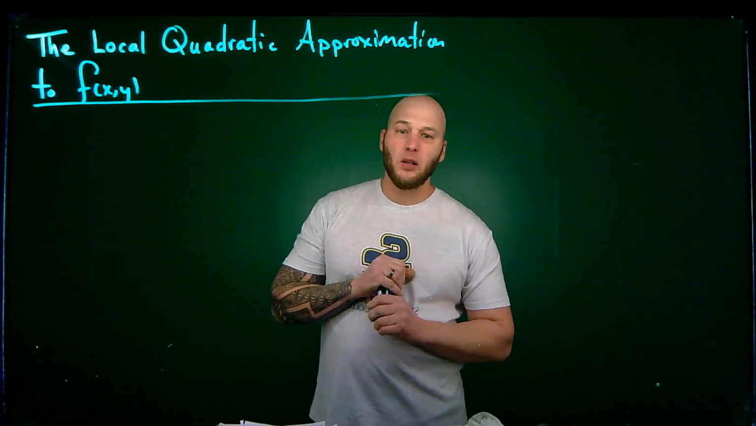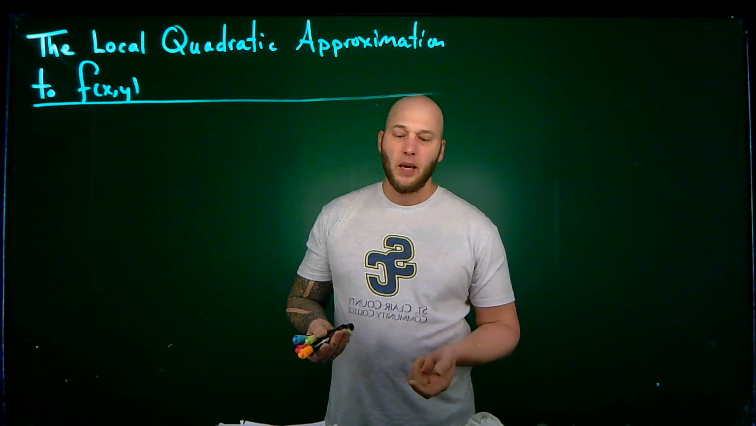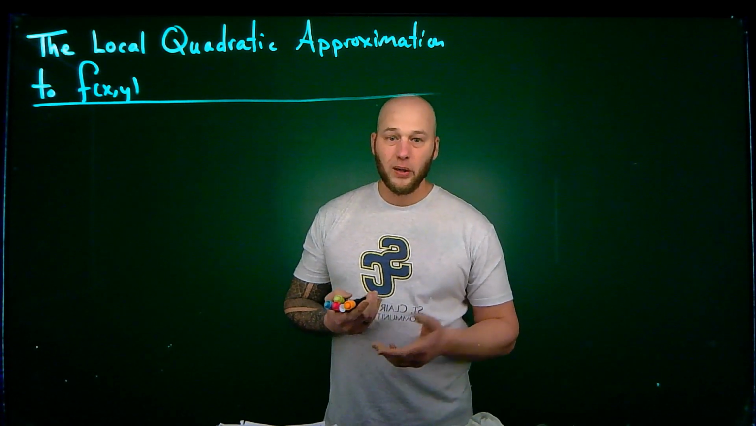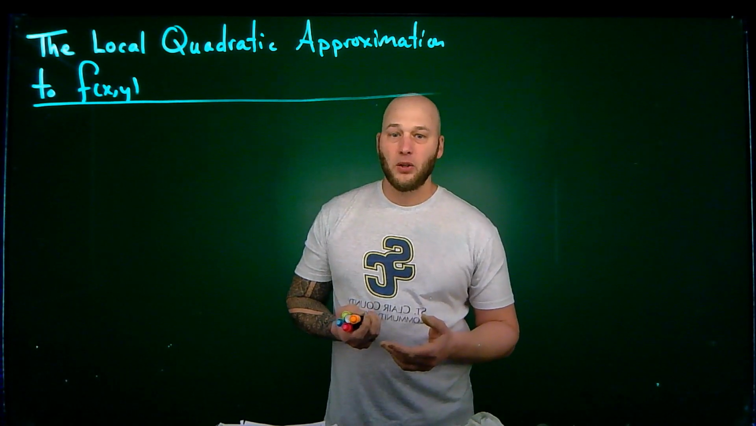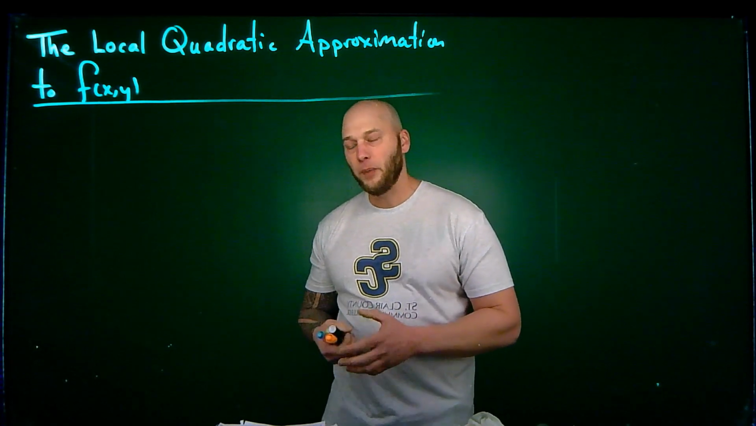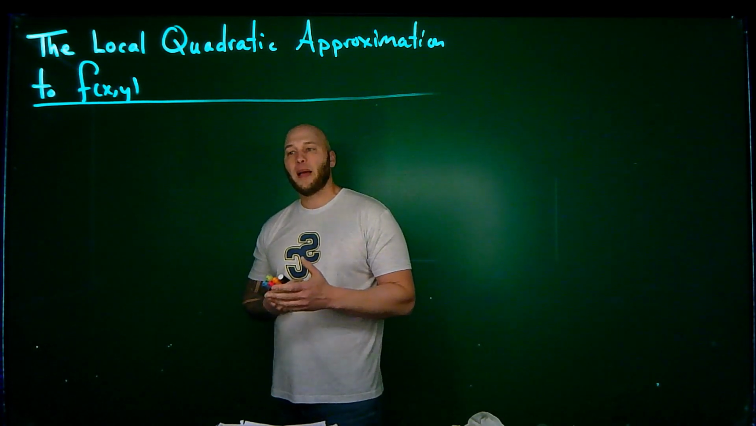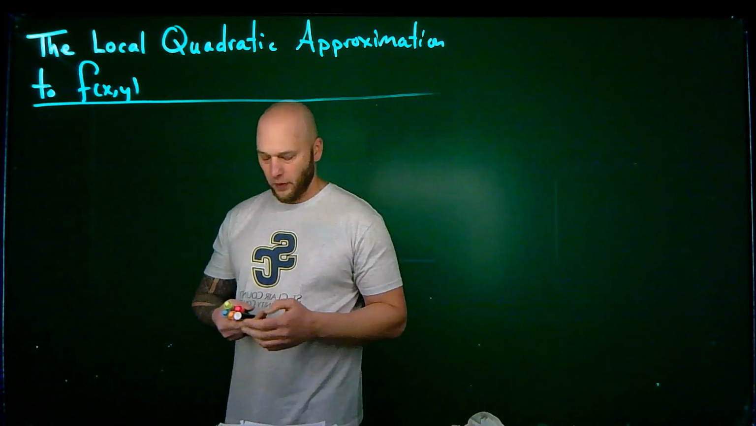I want to talk about the local quadratic approximation to a function in two variables. Now, in your Calc 2 course, near the end, you talked about how to find a quadratic approximation to a function of one variable using what's called a Taylor polynomial. And so what I want to do is remind you of both what that looked like geometrically and then using a formula for that.